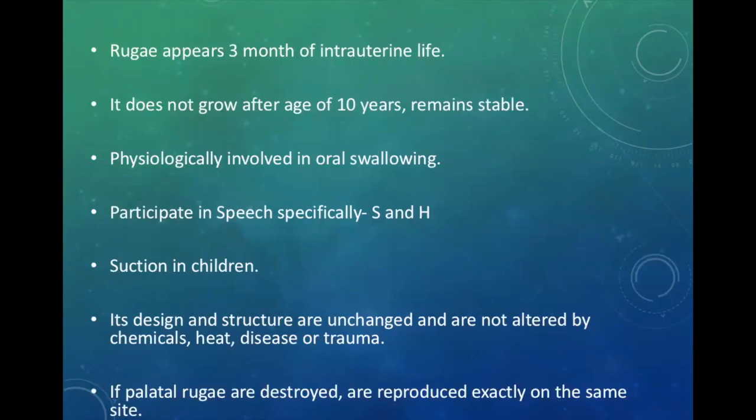Rugae appear at 3 months of intrauterine life. They do not grow after the age of 10 years and remain stable. Physiologically, they are involved in oral swallowing and they participate in speech also. In sucking in children, their design and structure are unchanged and are not altered by chemicals, heat, disease, and trauma. If the palatal rugae are destroyed, they are reproduced exactly on the same site.